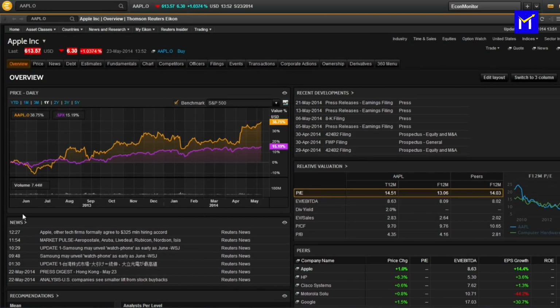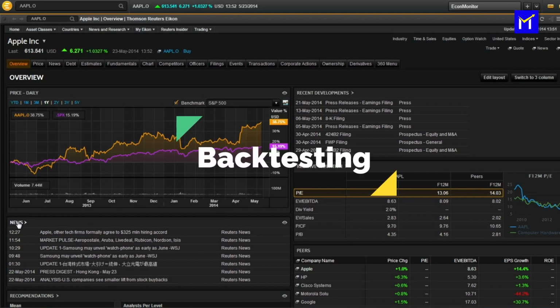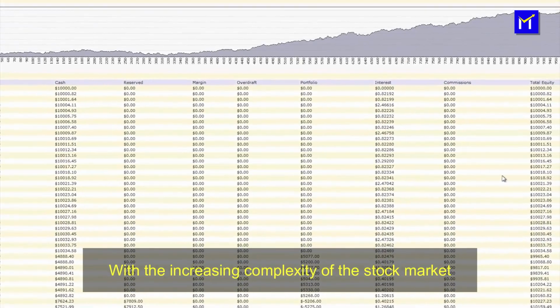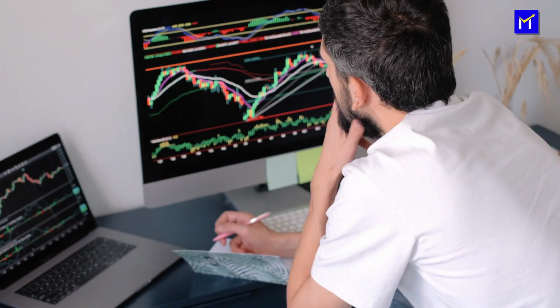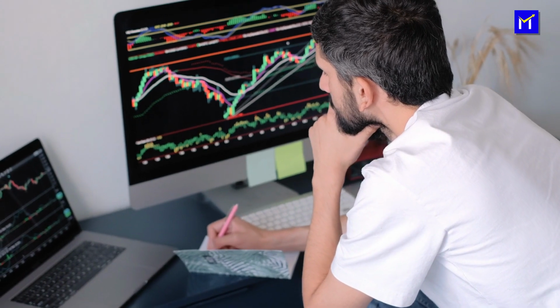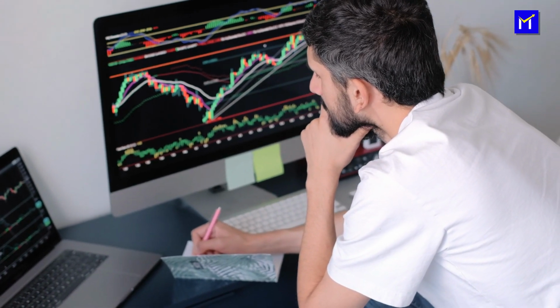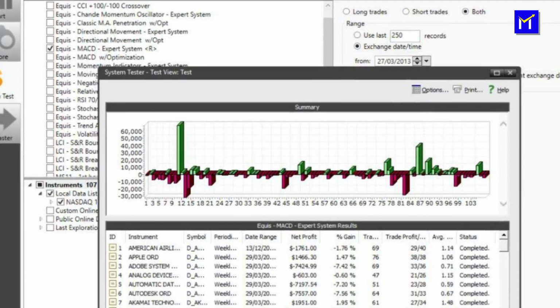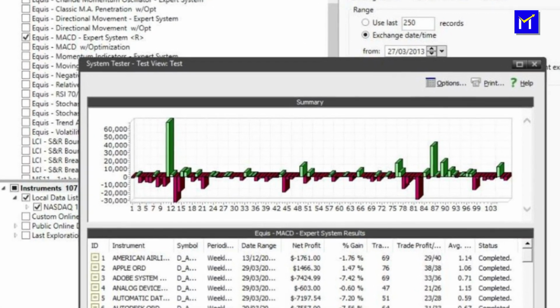Another important aspect of MetaStock's future is the expansion of its tools for backtesting and portfolio management. With the increasing complexity of the stock market, it's more important than ever to have a solid understanding of how different stocks and trading strategies will perform over time. MetaStock's backtesting capabilities will be further enhanced to provide users with a more accurate and detailed view of their potential investments.